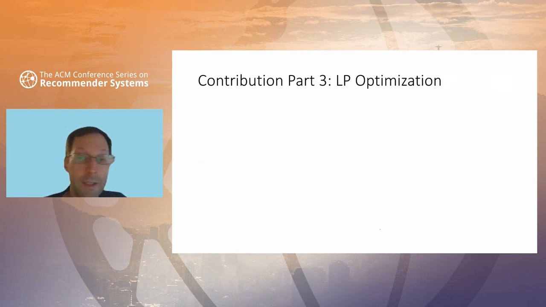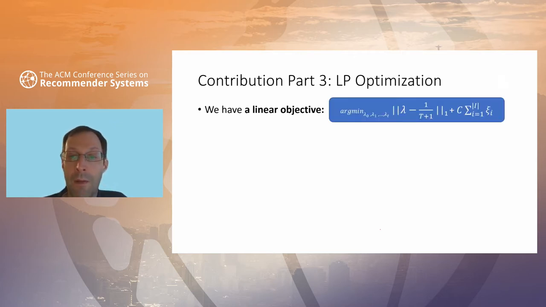Okay, as I'm running out of time, let me go very quickly. I won't cover this in depth. We're going to set it up as an optimization problem. Maybe the one thing I want to point out in the objective is that we default to the lambdas being a uniform weighting. So we're going to penalize our lambda vector for deviating from a uniform weighting of everything. We found in practice that worked the best.